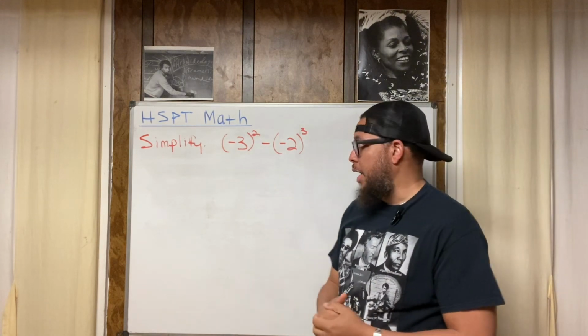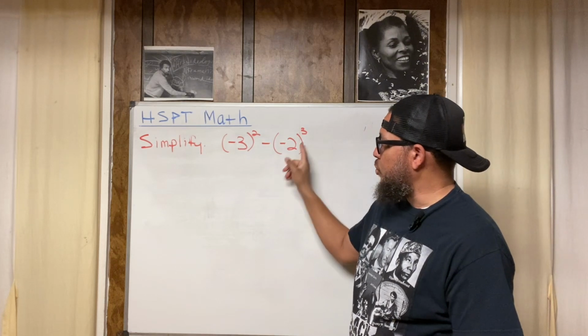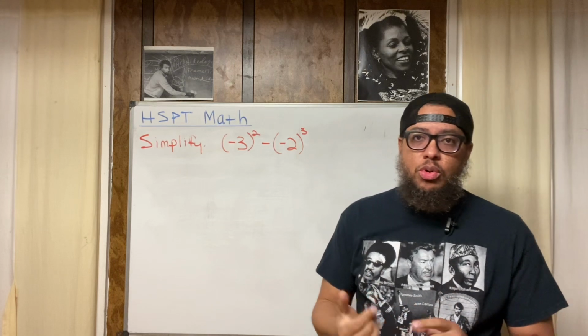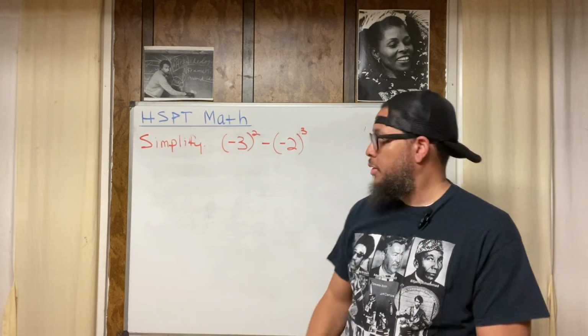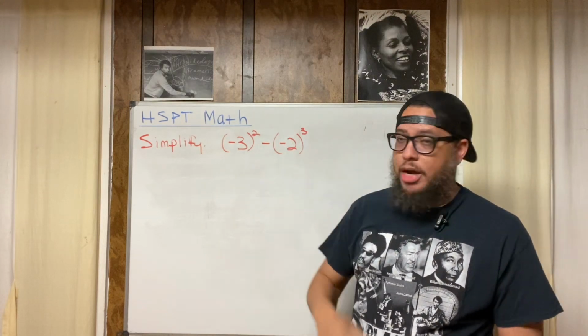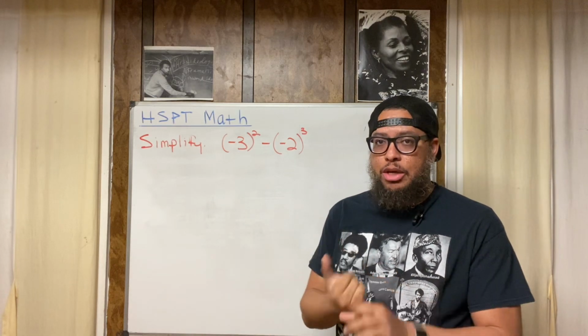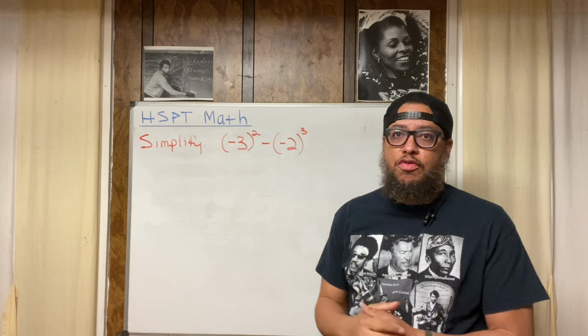It says to simplify, -3 to the second power minus -2 to the third power. In order to do this problem correctly, we need to understand the order of operations. We also need to understand how to utilize exponents. This little number here and here, these little numbers are called exponents, right? It's basically just slang. We have to understand how to speak the language of math and also how to write the language of math. Exponents are basically a form of slang.